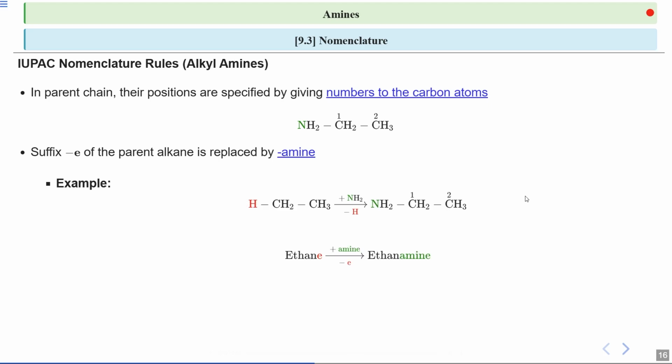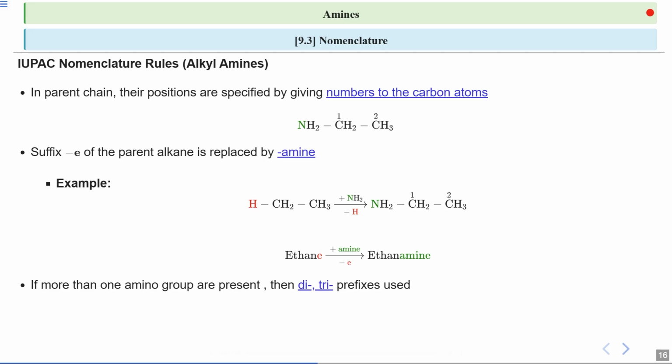If you look at this particular example, one of the hydrogens of this ethane, this is ethane because it has 2 carbon atoms, is replaced by NH2 group. So how will you name it? I told you that the E of the parent alkane is replaced by the word amine. So I have replaced the E with amine, and I have got ethanamine. So this is how you write the IUPAC nomenclature for alkyl amines.